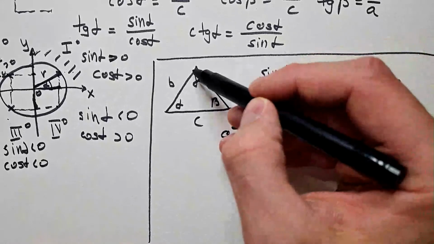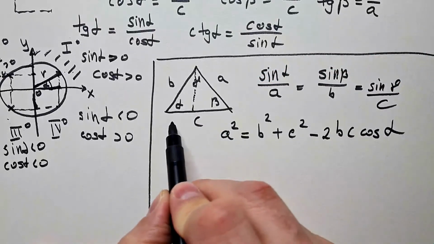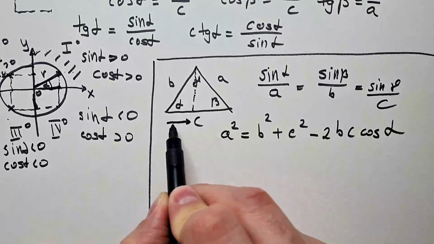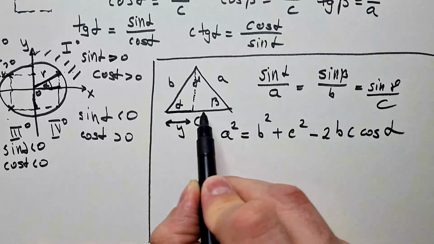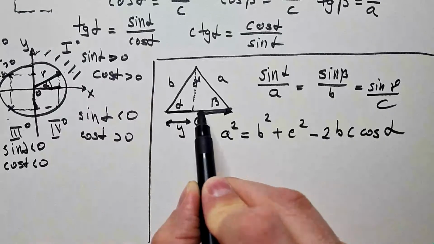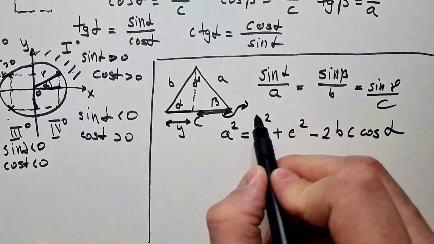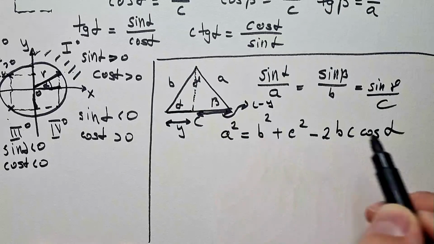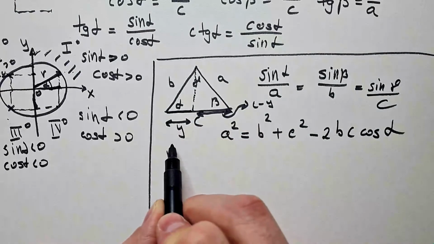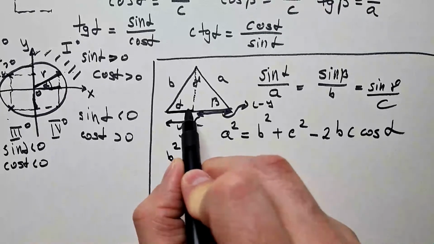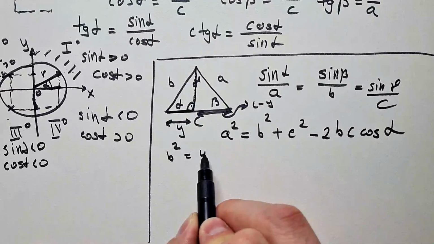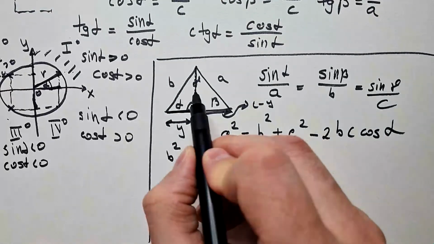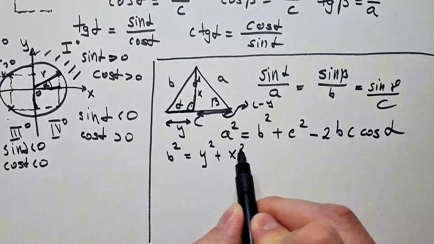To prove this, I will drop a normal and I will call this part of the side C y, this over here, and therefore this part over here will be c minus y. So what is b squared? Because now this is a right angle triangle. So what is b squared? Well, that will be y squared plus, let's call this normal x, x squared.